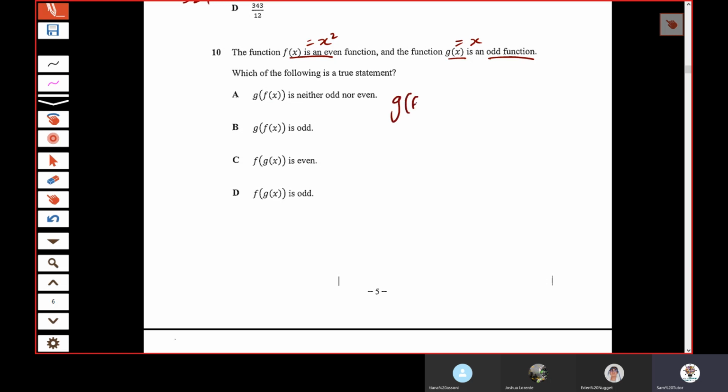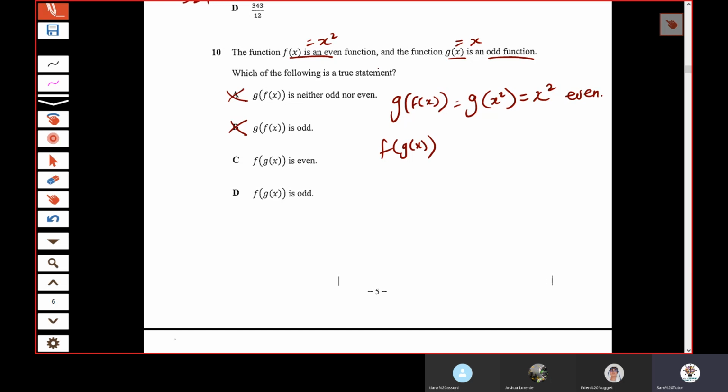So g of f of x. If I did g of x squared, that into x gives me x squared, which means that becomes even. So g of f of x is even, which means that's wrong, and that's wrong. So now we're tossing up between these two. See how simple it was?